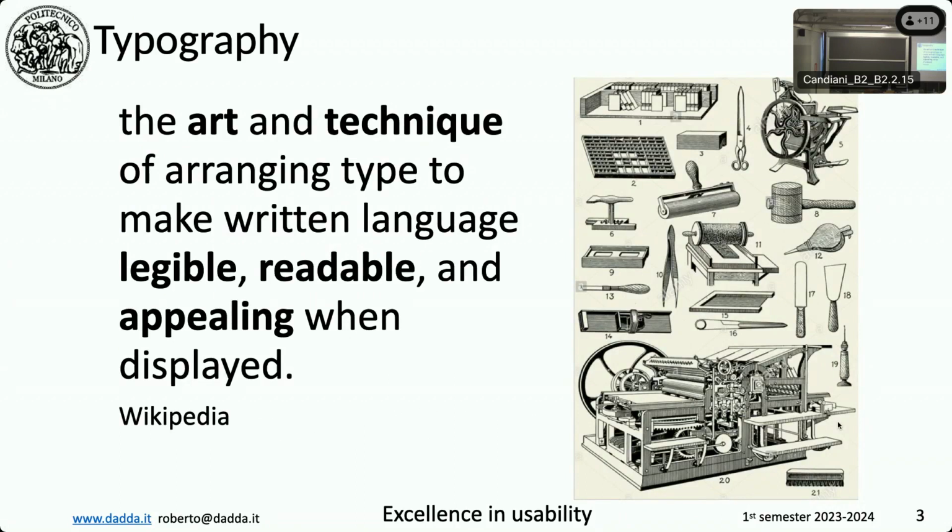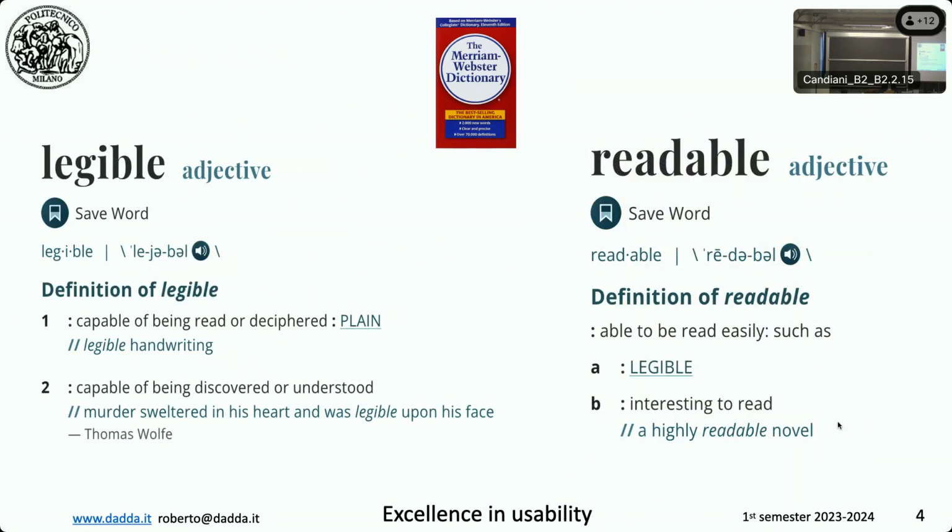Do you know the difference between legible and readable? Never studied this? No idea? Okay, we will see together. Legible is defined as capable to be read and deciphered. So even a very difficult thing, if it's possible to read, is legible, a very complex word. Readable is something more, is when something is possible to read and understand. So it depends a lot on what is written, how is written.